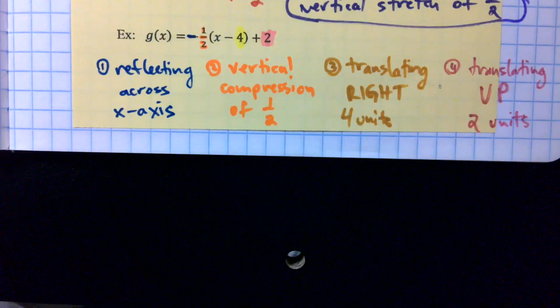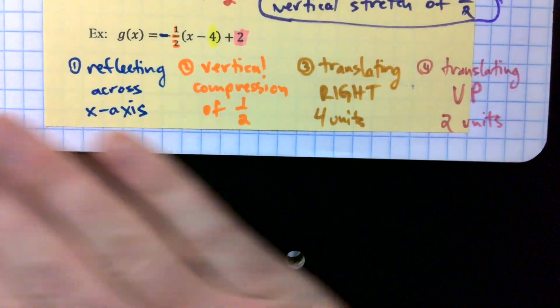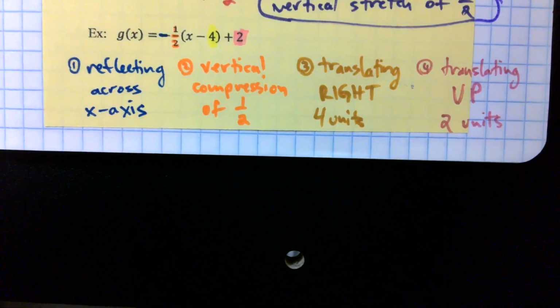How do we feel about that one? Just break it down piece by piece by piece. Go left to right. Write down each of the things that you see happening. That's as complicated as it's going to get. Okay? Feeling all right?